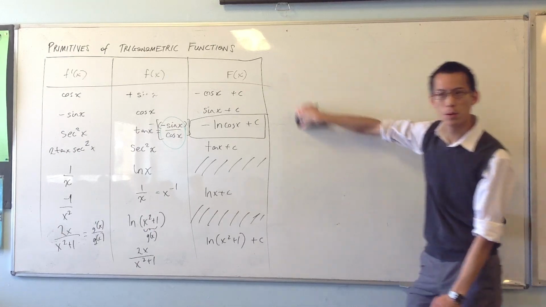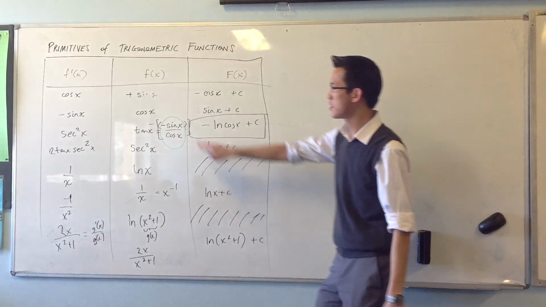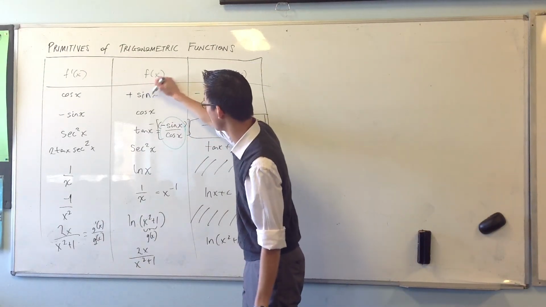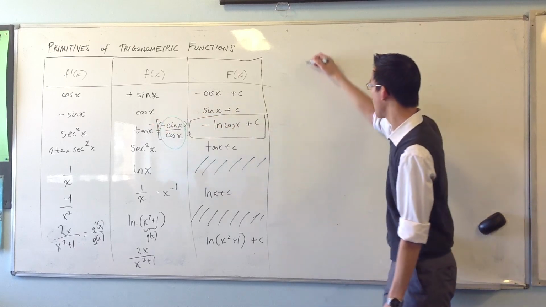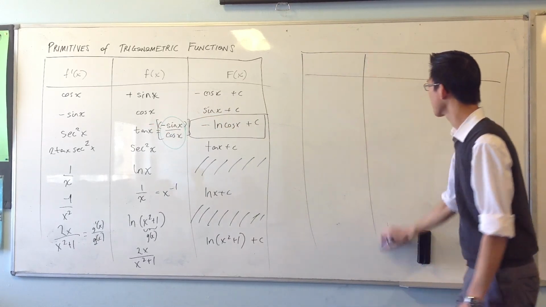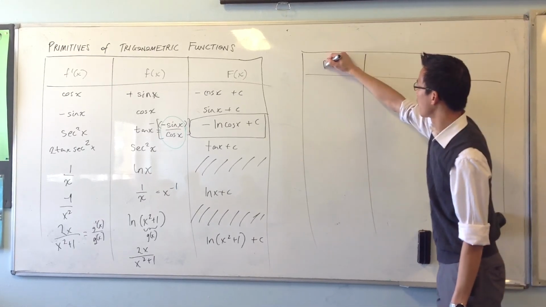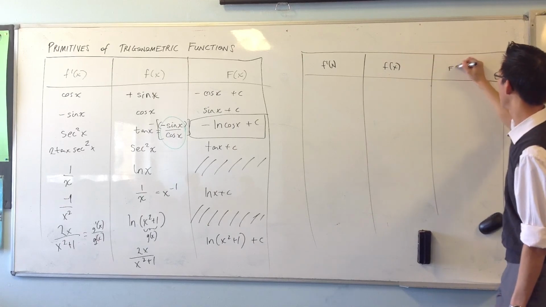So remember last time we were looking at reverse chain rule for polynomials, right? And this is not chain rule here. This is just regular old, normal sine x, normal cos x. Okay. So you keep your table going. I'm going to draw myself up a new one. F dash, F, and F5.